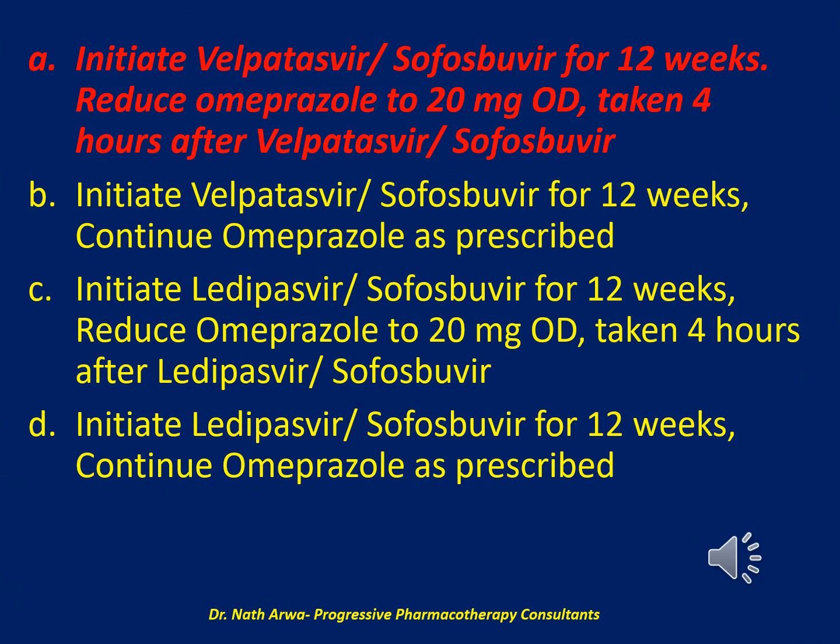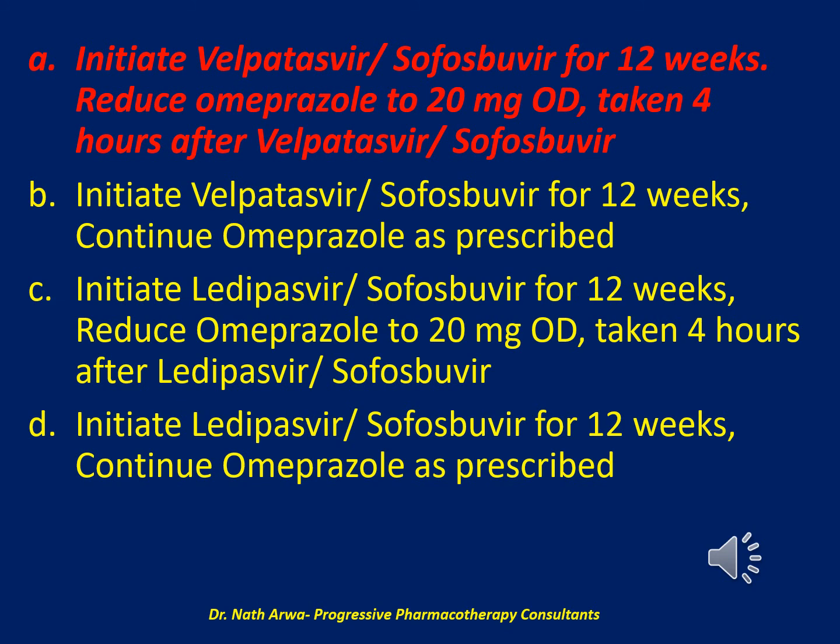And the correct answer is A. Initiate velpatasvir plus sofosbuvir for 12 weeks. Reduce omeprazole to 20 mg once daily, taken 4 hours after velpatasvir plus sofosbuvir. Velpatasvir plus sofosbuvir for 12 weeks is a currently recommended treatment for HCV genotype 3 infection. Co-administration of velpatasvir plus sofosbuvir with omeprazole 20 mg reduced the velpatasvir area under the curve and maximum concentration, Cmax, by 36% and 37%, respectively. That makes answer B incorrect.